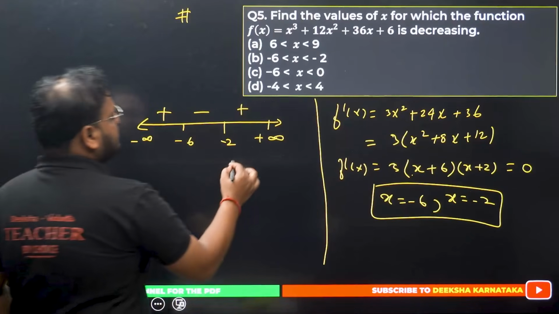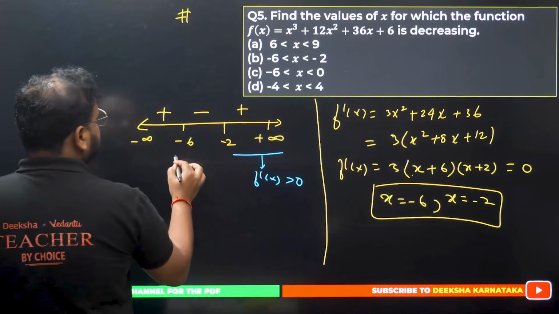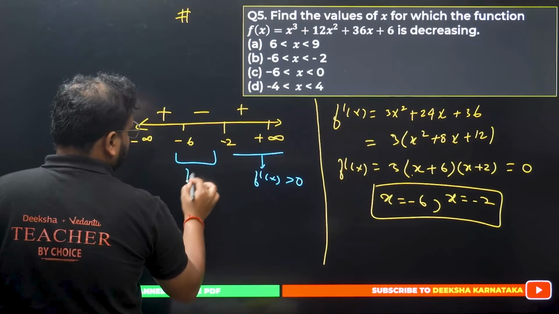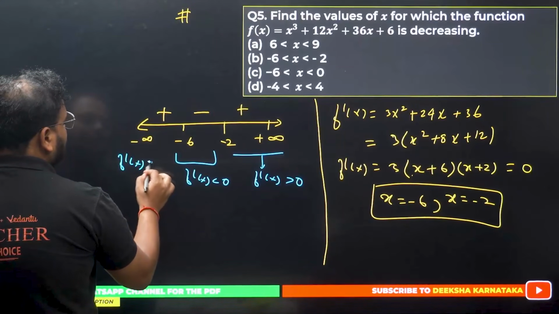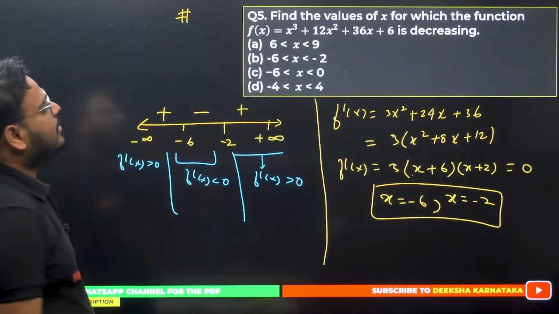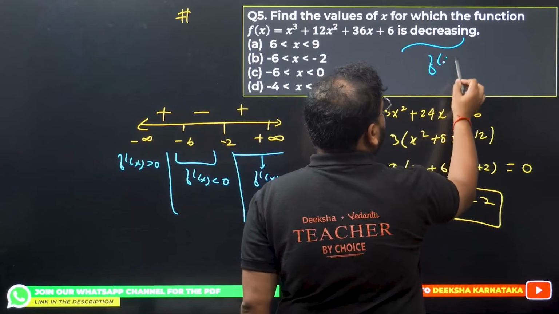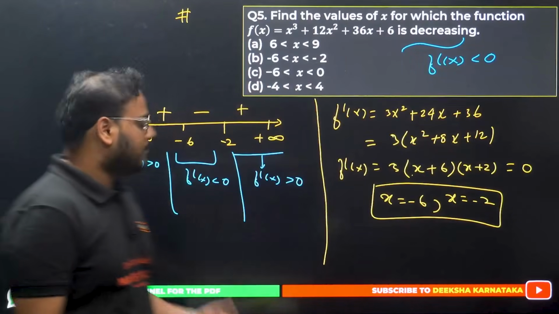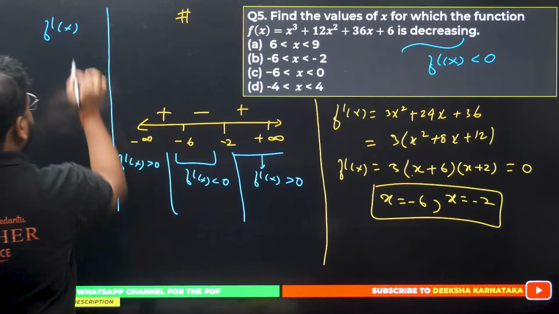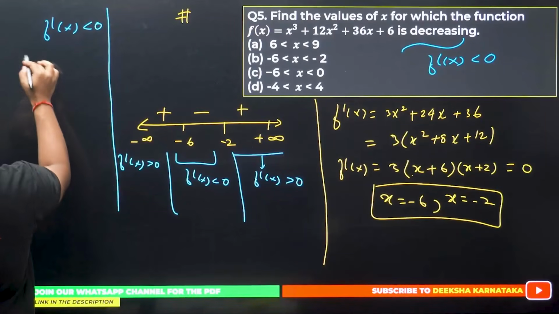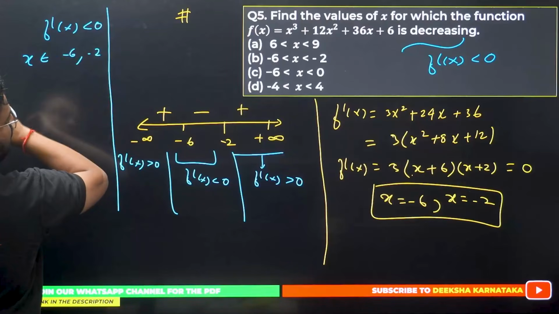Have a look. In this region, we get f dash of x as positive. In this region, I get f dash of x as less than 0, and again in the last region we get f dash of x more than 0. We have 3 regions now. What we're looking for is decreasing, which means f dash of x is less than 0. Which one is correct? f dash of x is less than 0 when x belongs to minus 6 to minus 2, open.